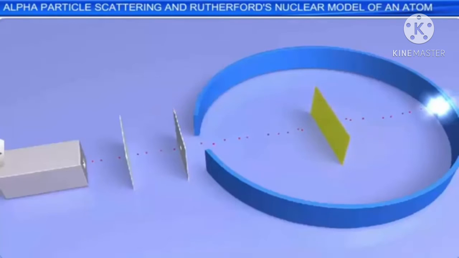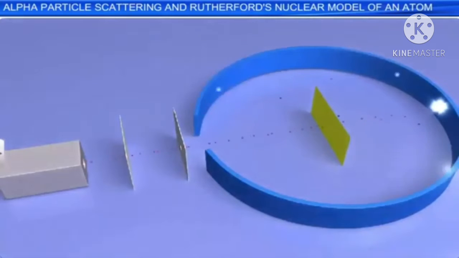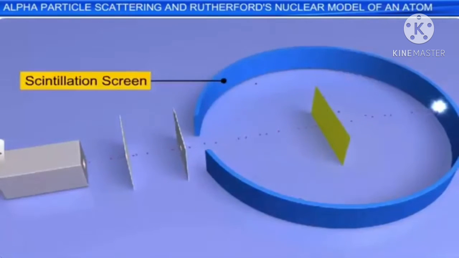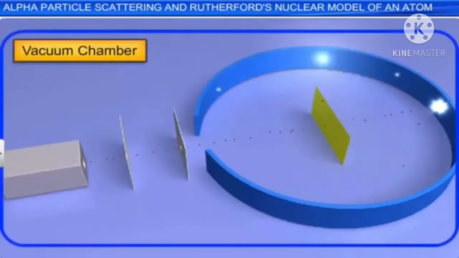The scattered alpha particles were made incident on a zinc sulfide screen. The zinc sulfide screen being a fluorescent screen, the alpha particles upon striking the screen caused scintillations leading to the detection of their presence. The scintillations were observed through a microscope. This entire arrangement was enclosed in a vacuum chamber to avoid stray particles, if any, entering the experimental area.